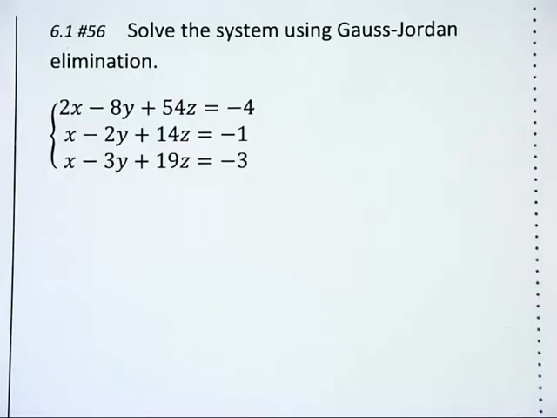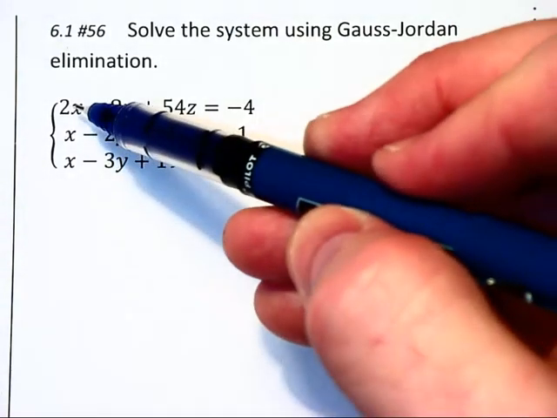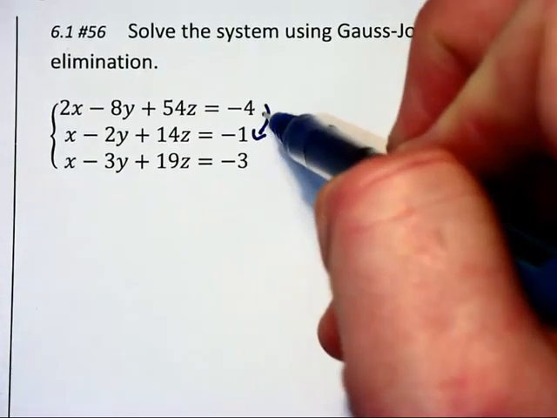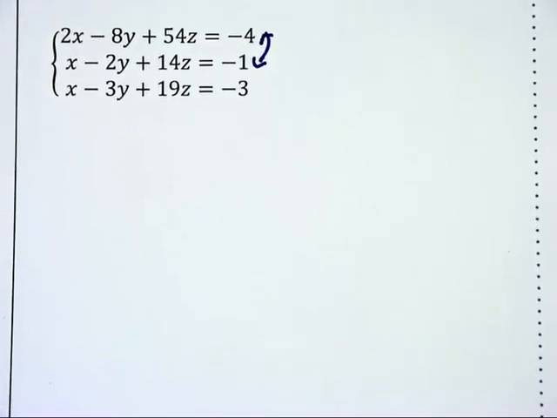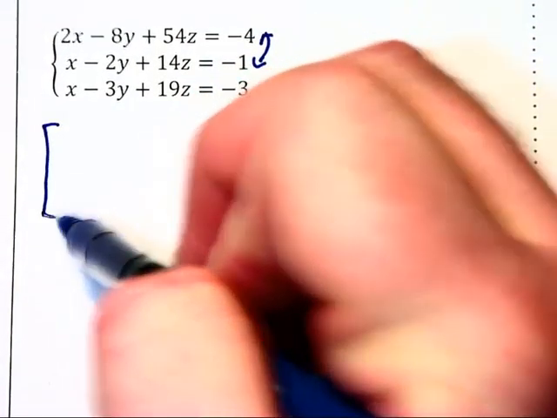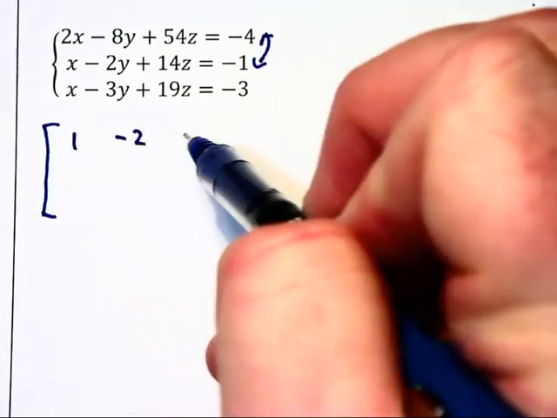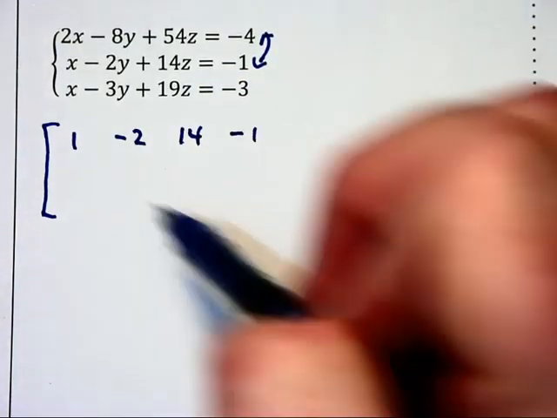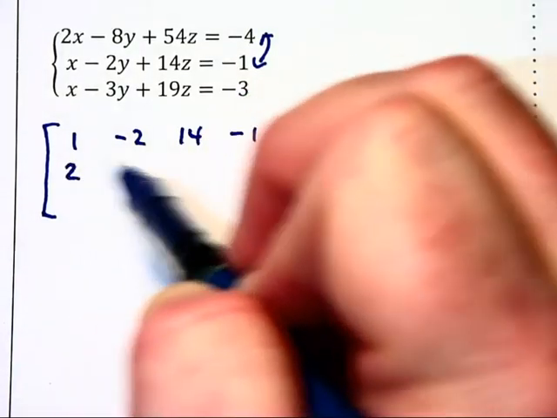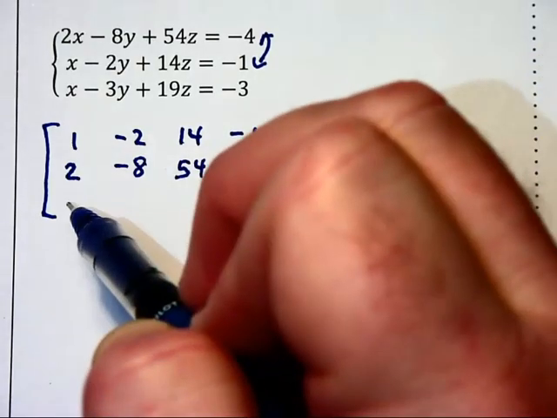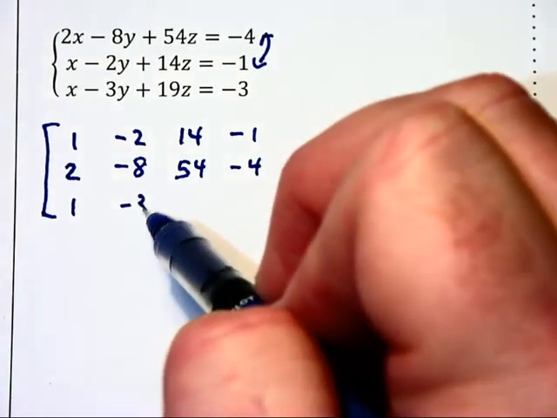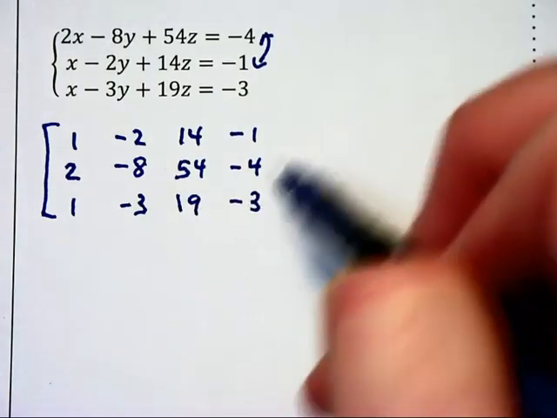In this next problem, we have 3 equations and 3 unknowns, and everything's in standard form already, but I really want a 1 in the top left corner. So I'm going to interchange the first 2 rows as I write this in my matrix. So the top row is going to contain the 1, -2, 14, -1, and that top row is going to move down 2, -8, 54, -4, and the bottom row is going to stay 1, -3, 19, -3.